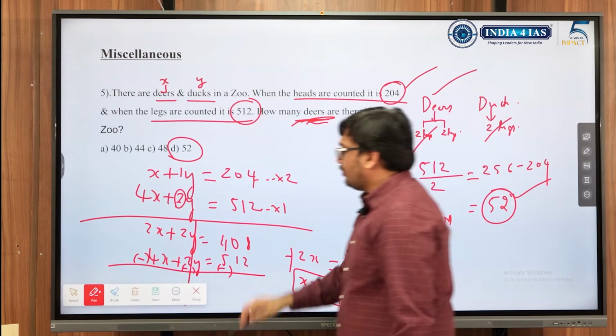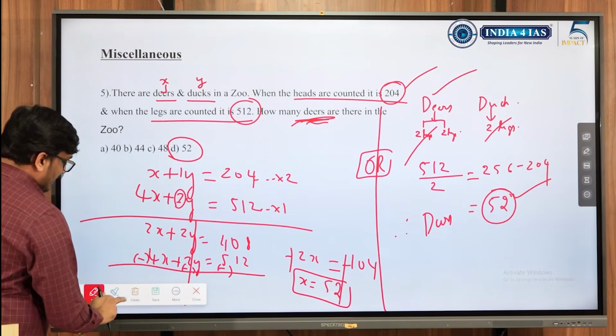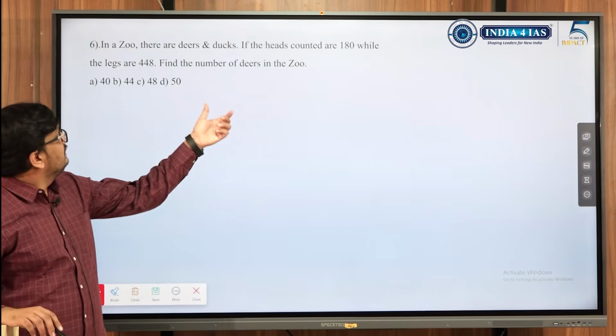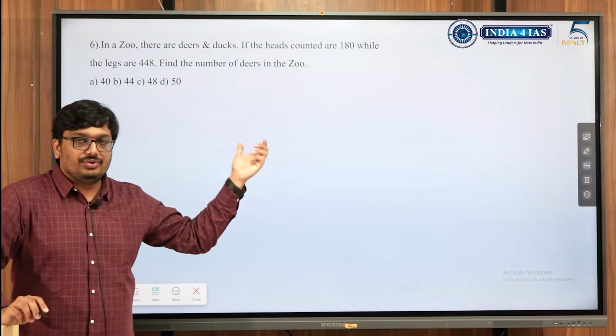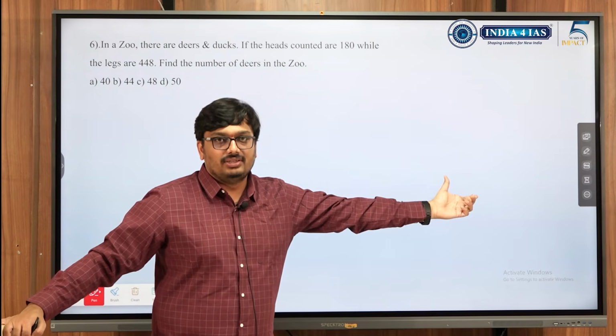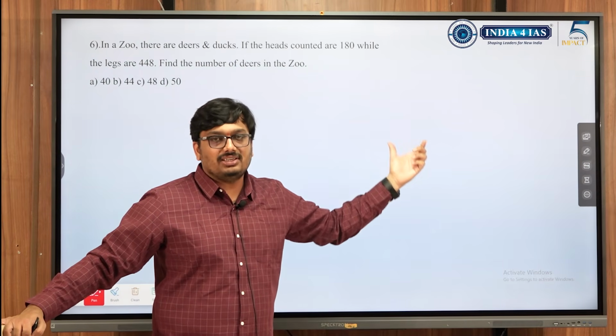The same type of question we can see in question number 6. Same as question number 5, if you solve you will get the answer, but it is easy to solve in the second method. So try this question and comment the answer below.